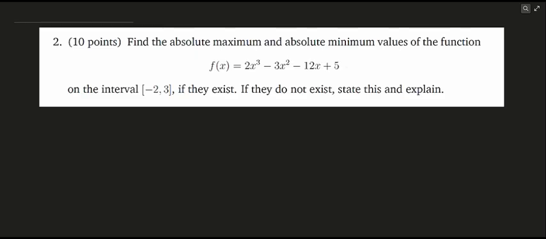Okay, let's move on to problem 2. Find the absolute maximum and absolute minimum values of the function f of x equals 2x cubed minus 3x squared minus 12x plus 5 on the interval from negative 2 to 3 in brackets. If they exist. If they do not exist, state this and explain.